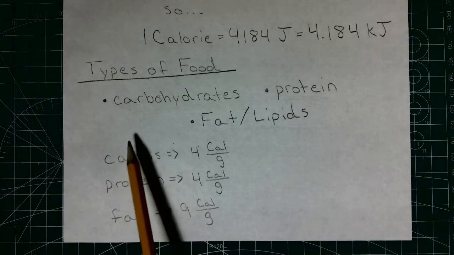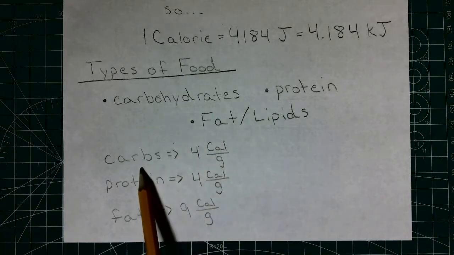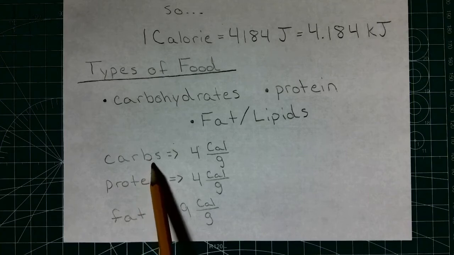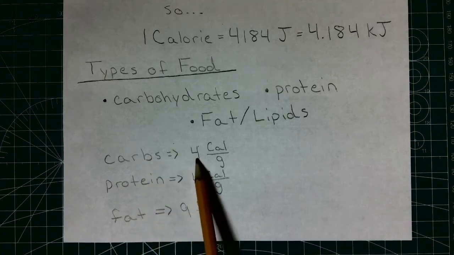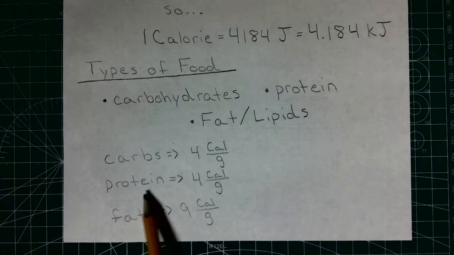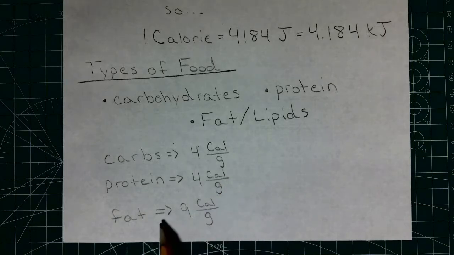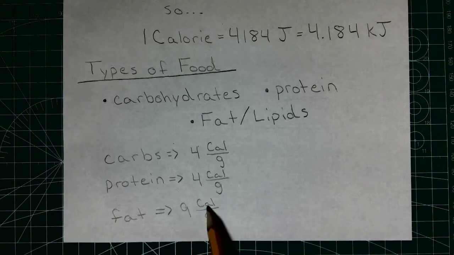Each one of these different kinds of materials is going to have a certain amount of energy associated with it per gram. So a carb that you eat is going to give you 4 food calories per gram. Any protein that you eat and digest is going to give you 4 food calories per gram. And fat, the one where we store all our energy, is going to give you 9, almost more than double, food calories per gram.